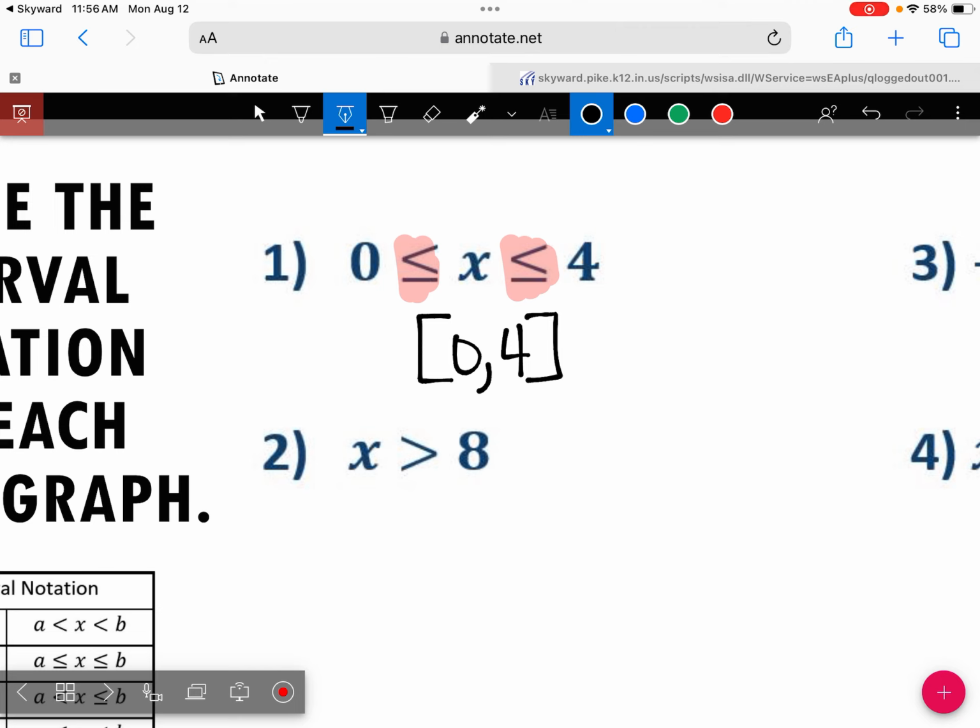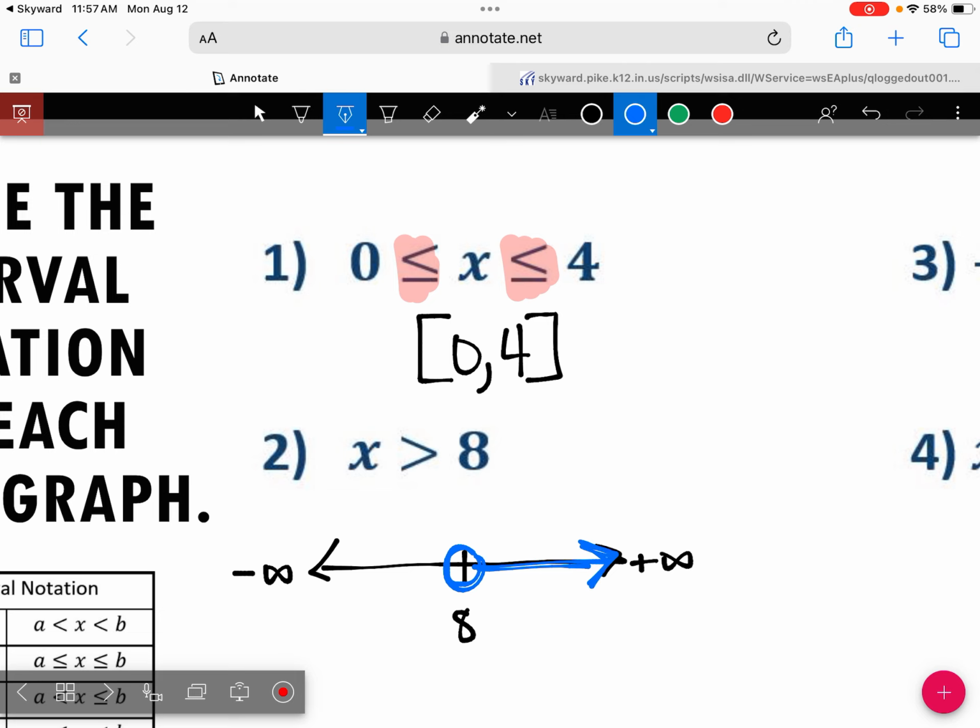For question number 2, I'm going to go ahead and graph it. This is my number line. So what this is saying is, and I'm going to say this is 8. 8 will get an open circle. And because this is greater than 8, it will go to the right.